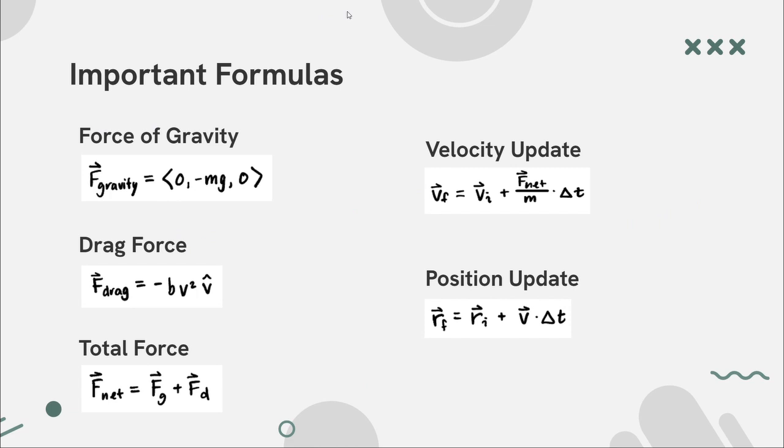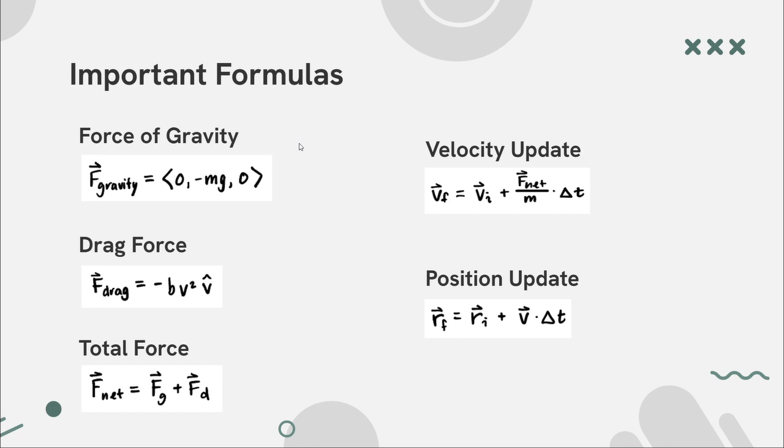The force of gravity formula follows the same structure as Newton's, where g is the acceleration due to gravity, which usually is 9.8 meters per second squared in the negative y direction. The formula for drag force is represented by this formula, where b is a proportionality constant that's determined based on experimental data, v is the magnitude of the velocity, or better known as speed, and v hat is the unit vector of velocity corresponding to the direction of motion. The negative sign indicates that the force is in the opposite direction of motion.